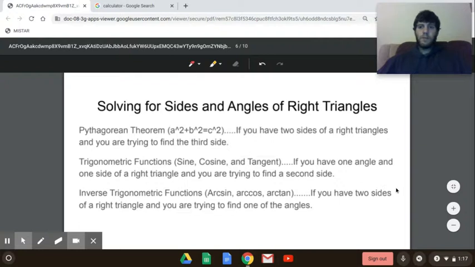Hi guys, so there are multiple ways we can solve for different parts of right triangles that we've talked about so far. The first way is the Pythagorean theorem.